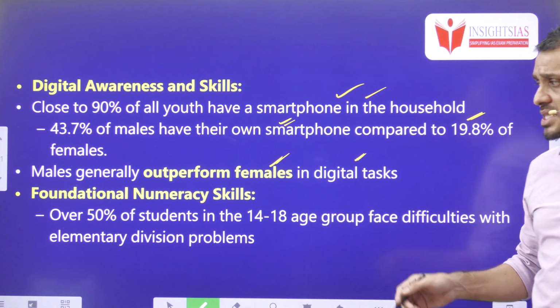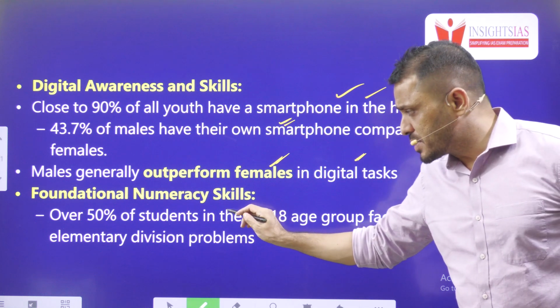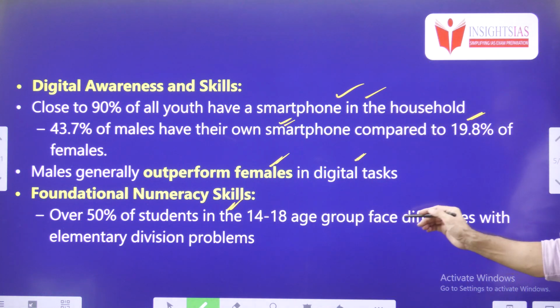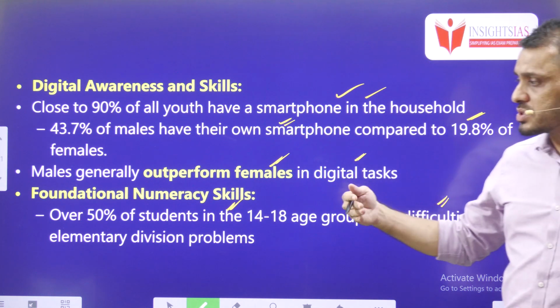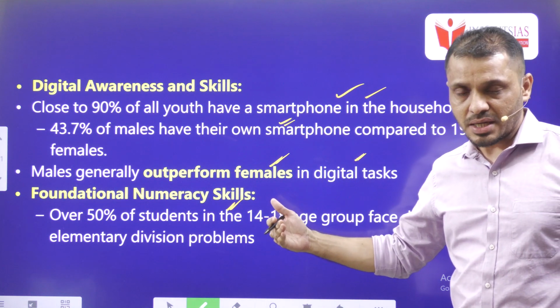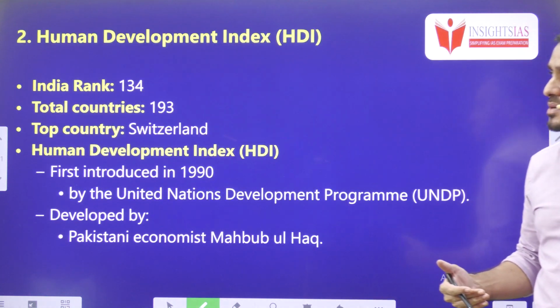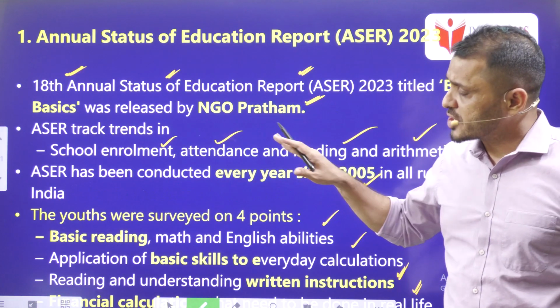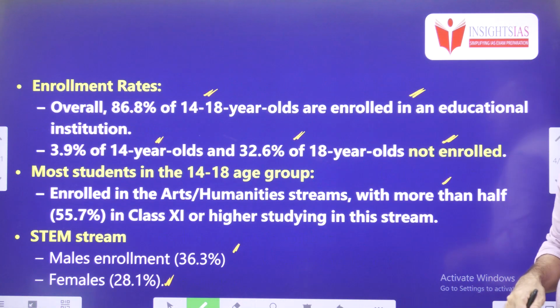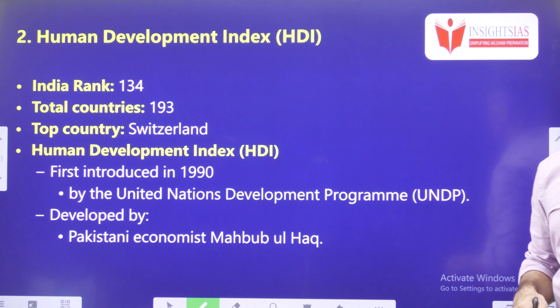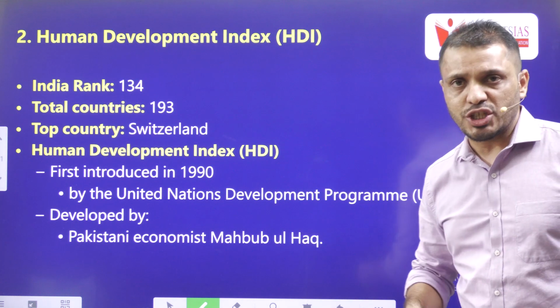Regarding the basic numeracy skills, over 50% of the students between 14 to 18 are unable to do some elementary division problems. Okay, so this is also an area of concern. So this is the nutshell related to the ASER survey 2023. Next, topic number 2, Human Development Index, HDI.